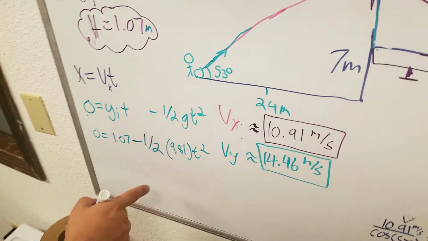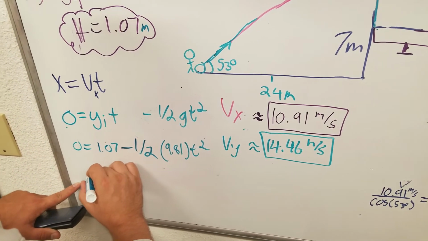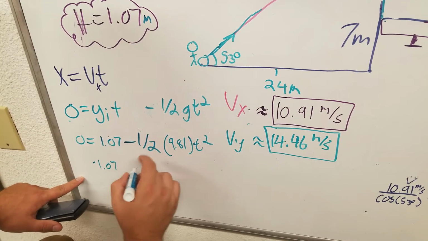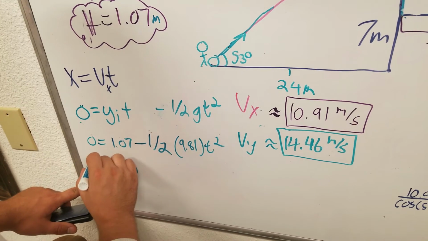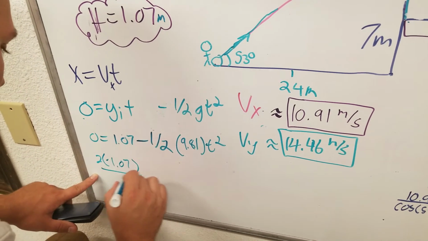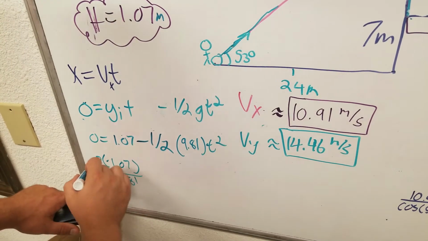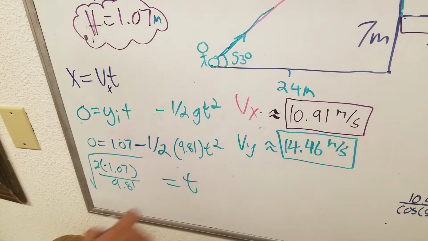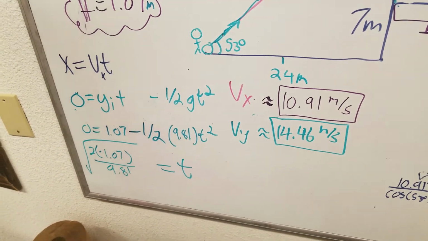Okay, well, let's move everything over there. We're going to get negative 1.07. And we want to bring the 1/2 over to that side as well, so we're going to multiply that by 2, and we're going to divide by 9.81, and then we're going to undo the square here by square rooting this side, and so to get to the point where we're equaling t, that's what it looks like. So let's solve that real quick.